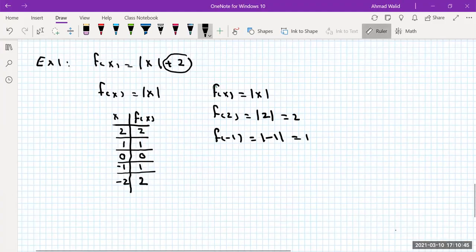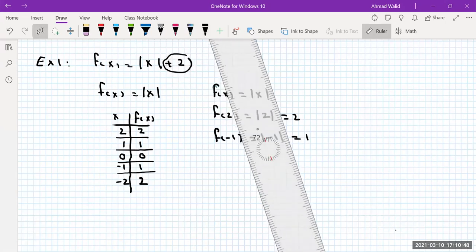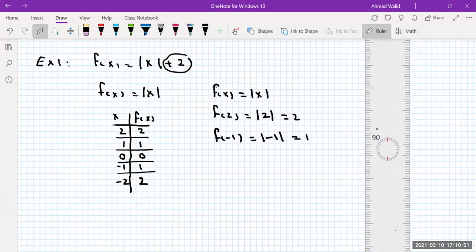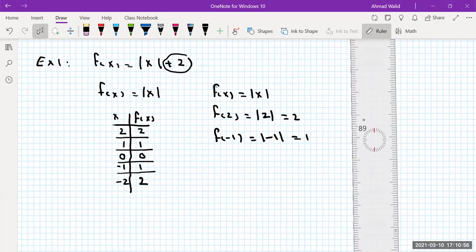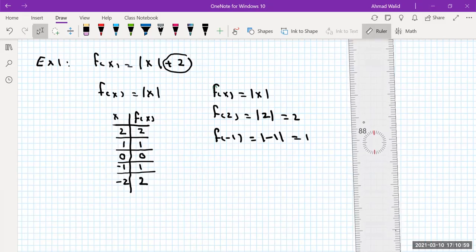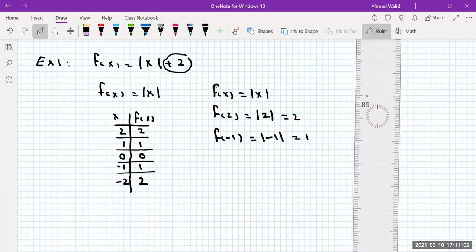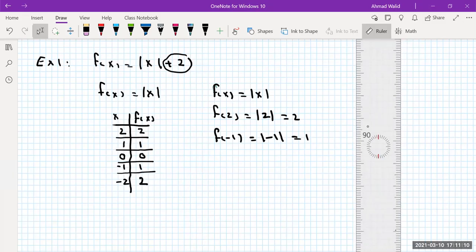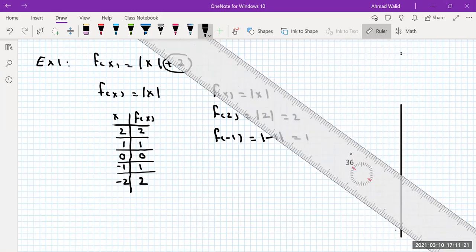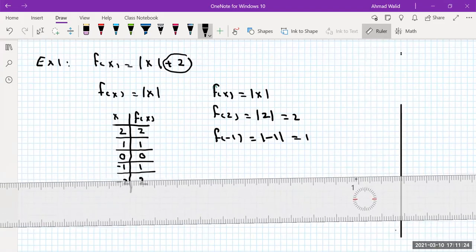If I'm going to graph this for you, let's graph it here. I want to do a good graph. That's why I'm using the ruler, correct?